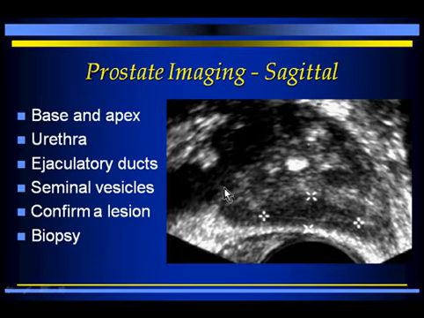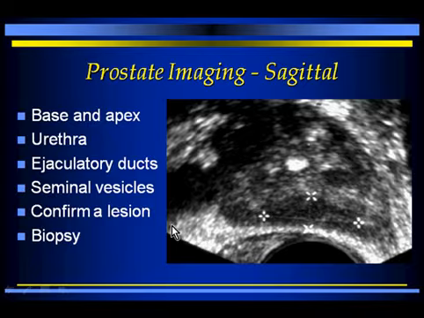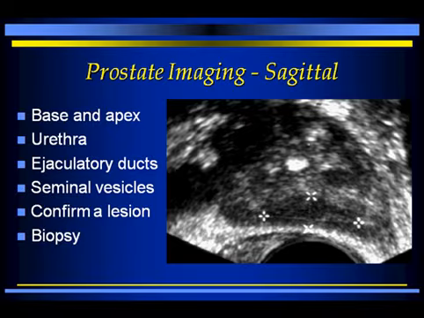The ejaculatory ducts come from the SV into the urethra, and they can be imaged in a sagittal view. Seminal vesicles are often seen more throughout their length on a sagittal image. And sagittal views are very commonly, especially out in the community, probably the most common method used to guide prostate biopsy.